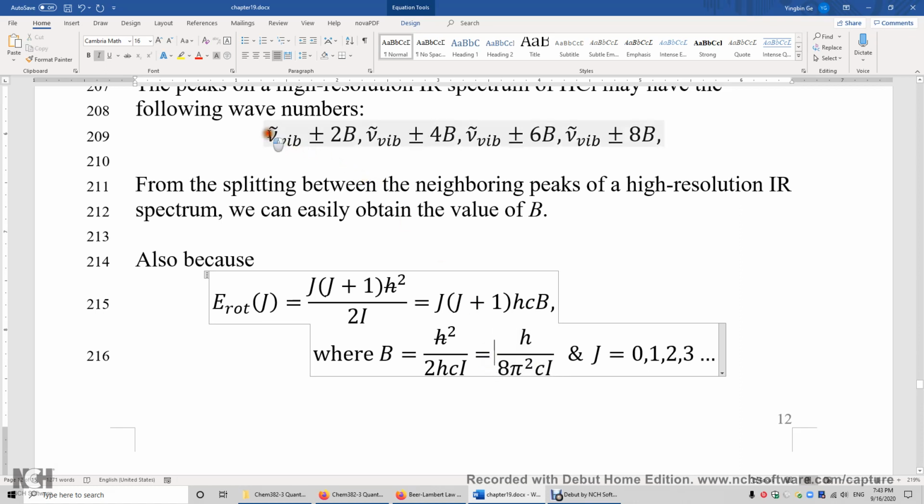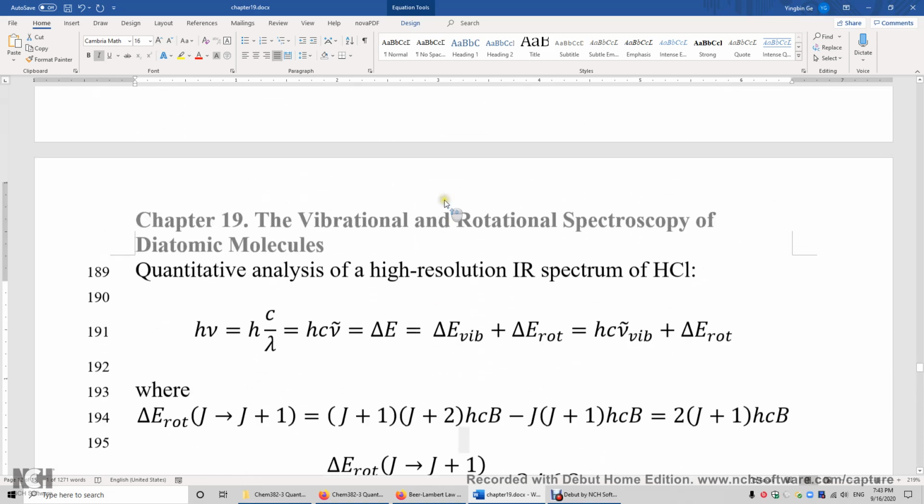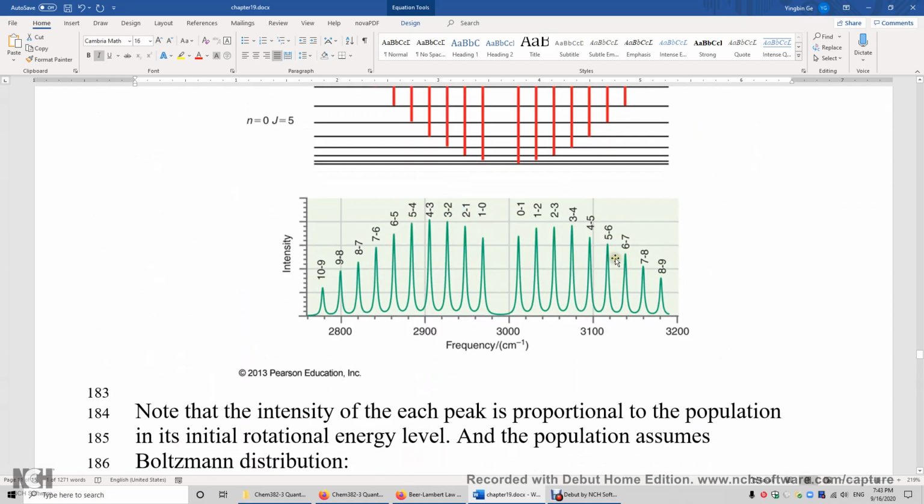Now I want to show you those wave numbers graphically. So this is the wave number corresponding to the vibration. Plus minus 2b, plus minus 4b, plus minus 6b. Those are rotational excitation and de-excitation. So I want to show you the infrared spectrum here. Alright, so this over here, around 2980, this is the pure vibrational transition, pure vibrational wave number.